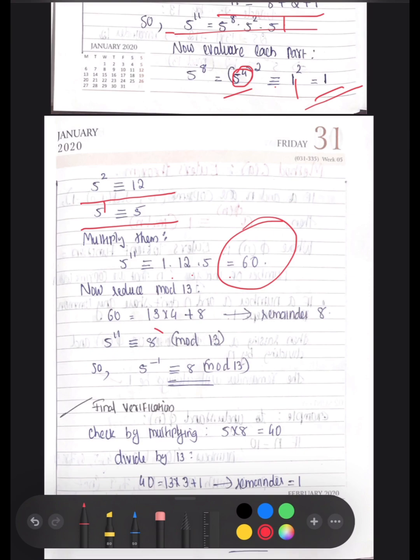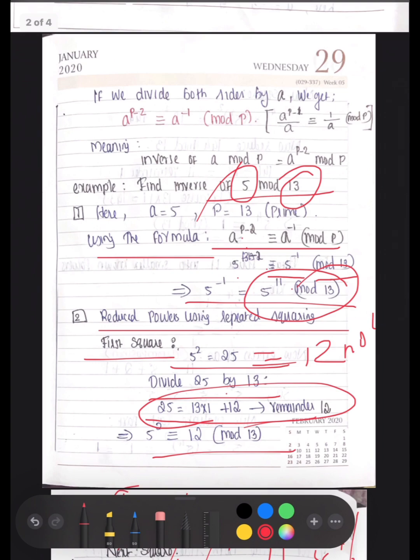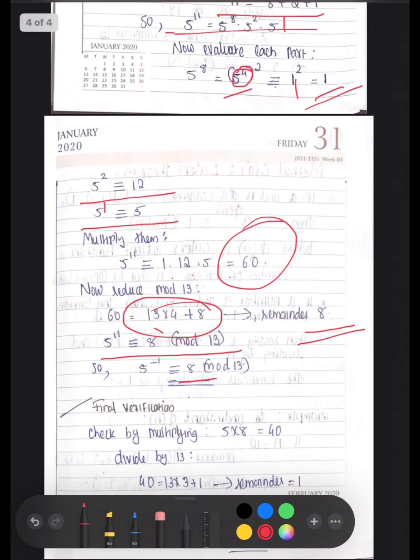60 equal to, by using the division formula, 13 into 4 plus 8. The remainder becomes 8. In this case 5 raised to 11 is congruent to 8 mod 13. So the inverse, 5 raised to minus 1, is congruent to 8 mod 13. Here in our equation, 5 raised to 11 mod 13, the value becomes 8. So our equation becomes 5 raised to minus 1 congruent to 8 mod 13.